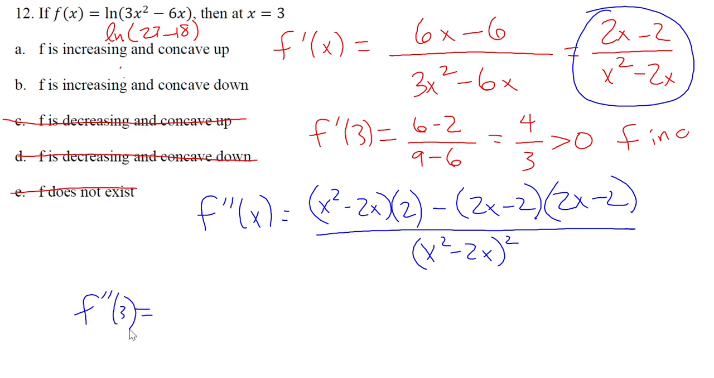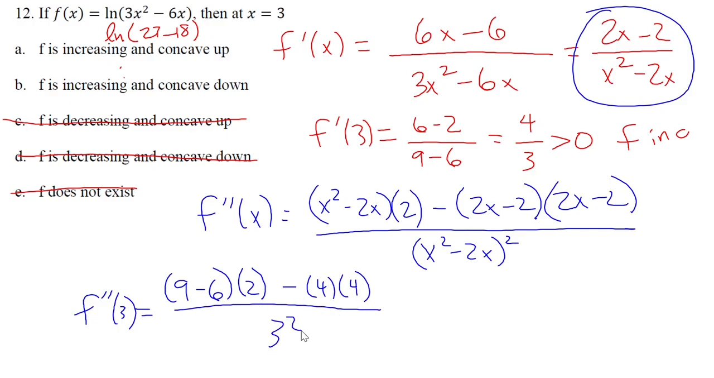f double prime of 3 being 3 squared, which is 9, minus 2 times 3, which is 6, times 2, minus the 2x minus 2 times the 2x minus 2. Well, 2 times 3 is 6, 6 minus 2 is 4, right? So we've got 4 times 4, and as we just said in the denominator, that's 3 squared. So it looks like we've got 3 times 2, which is 6, minus 16 over 9.